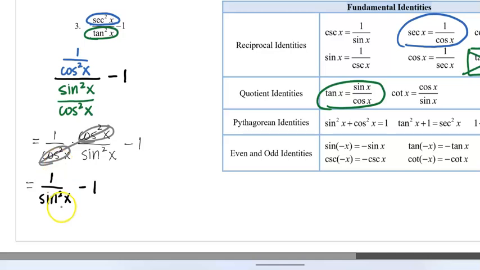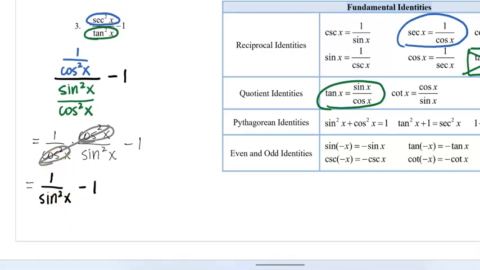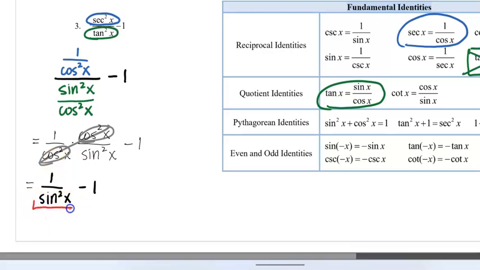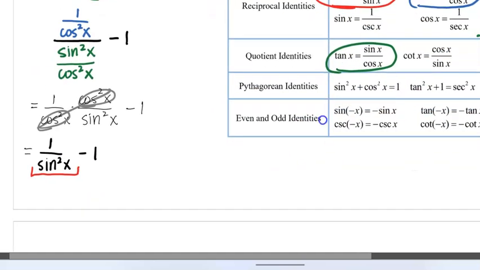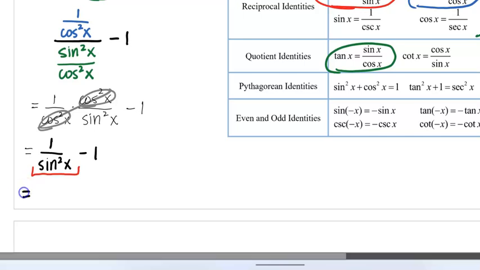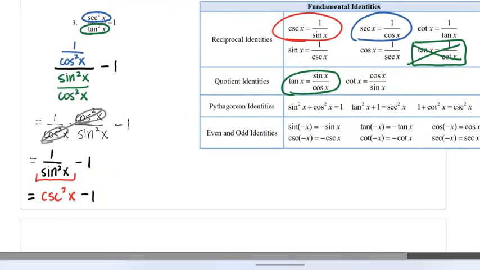I don't want any final fractions in my answer, and 1 over sine squared is equal to cosecant squared, because cosecant is 1 over sine. So we have cosecant squared x minus 1. And yes, we are at a point where we no longer have fractions in, so we have simplified this, but this can simplify a little bit further.